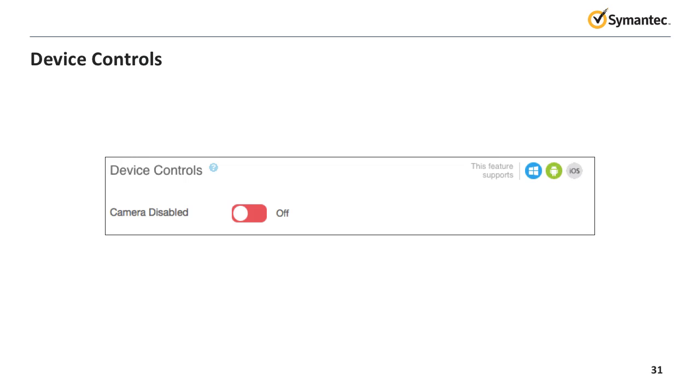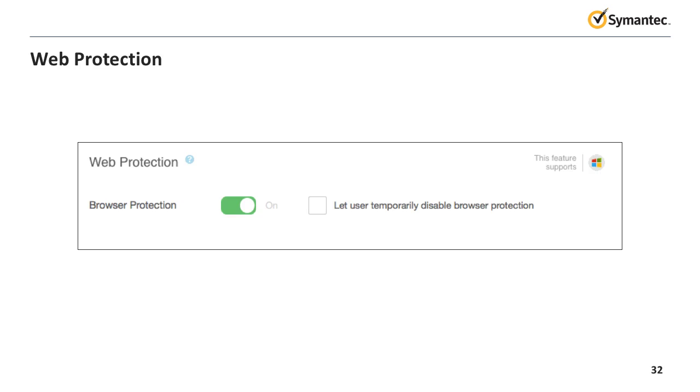Device controls let you disable the camera on a device to help prevent data theft. There is no clear warning or other notification that the camera is disabled. Web protection helps prevent malware from exploiting browser vulnerabilities that attackers can use to steal sensitive information or control the system remotely. This setting applies to Windows devices only.